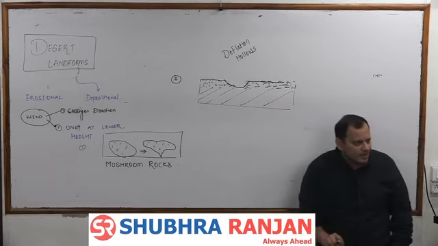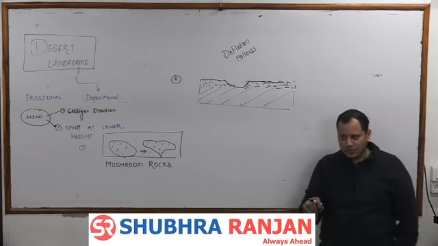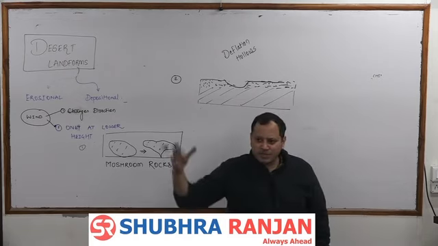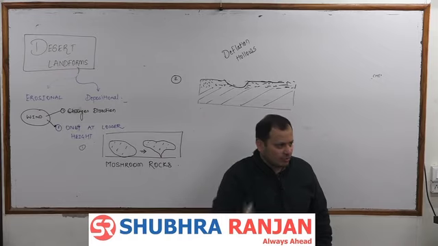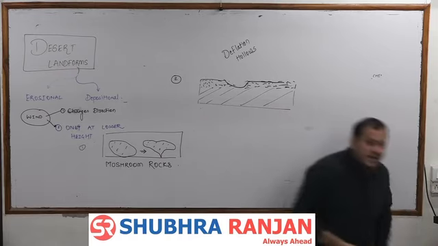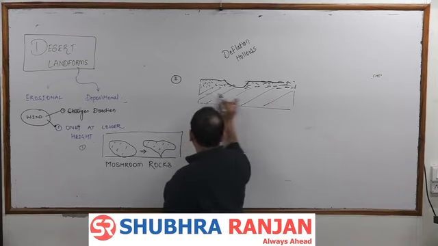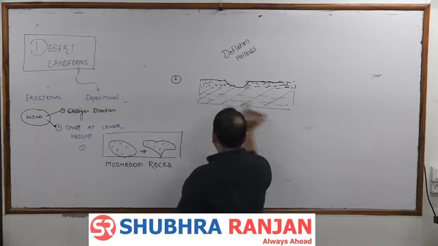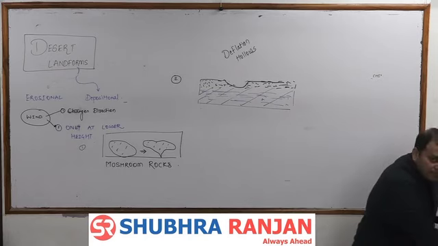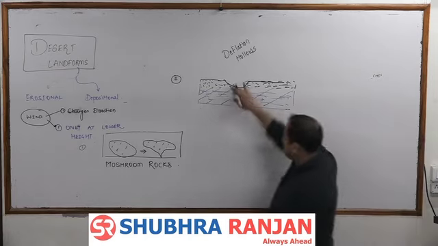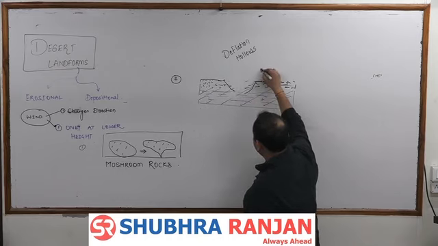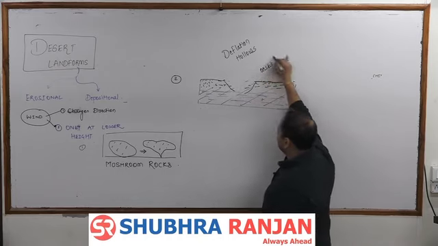What do we call that depression? Deflation hollows. Now where did the word deflation come from? Deflation means the process by which wind picks the sand particles and blows them away. Understand, water can be anywhere. There can be groundwater here, and if the deflation hollows are very, very deep, then over a period of time the water below is exposed, and you know what you call this region: an oasis.